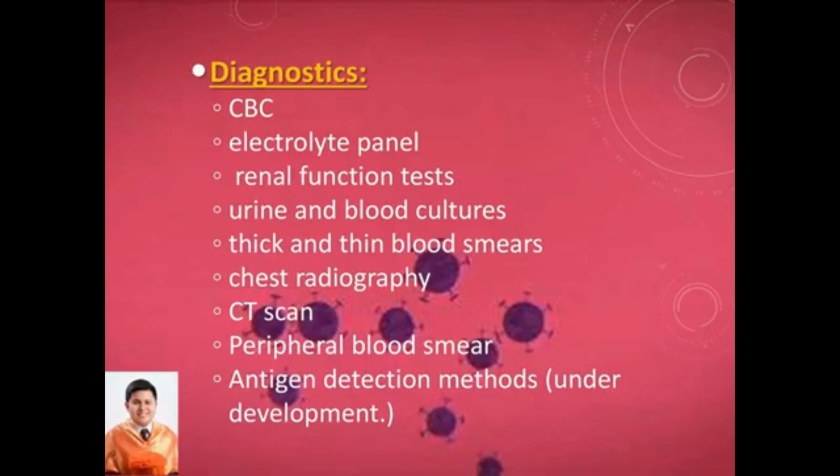Number 5, thick, thin, and peripheral blood smears to assess the characteristics and features of the red blood cells under a microscope. Sixth, chest radiography and CT scan to check for the severity of malaria, which may affect other organs of the body. And lastly, an antigen detection method, which is still under development.